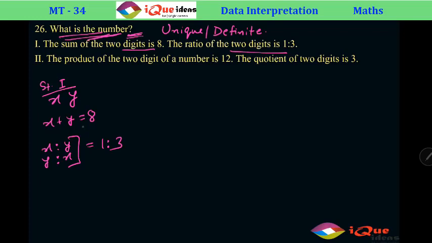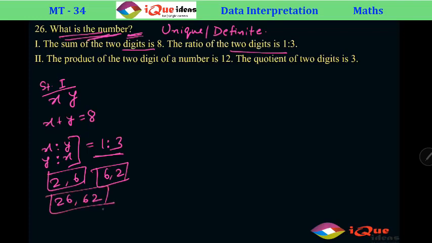So if I take 8 and divide it in the ratio 1:3, I'll get 2 and 6, or I'll also get 6 and 2. So the number is either 26 or 62. There are two possible values from this one. Hence, this is not sufficient to answer the question because we must get a definite answer. So not sufficient.